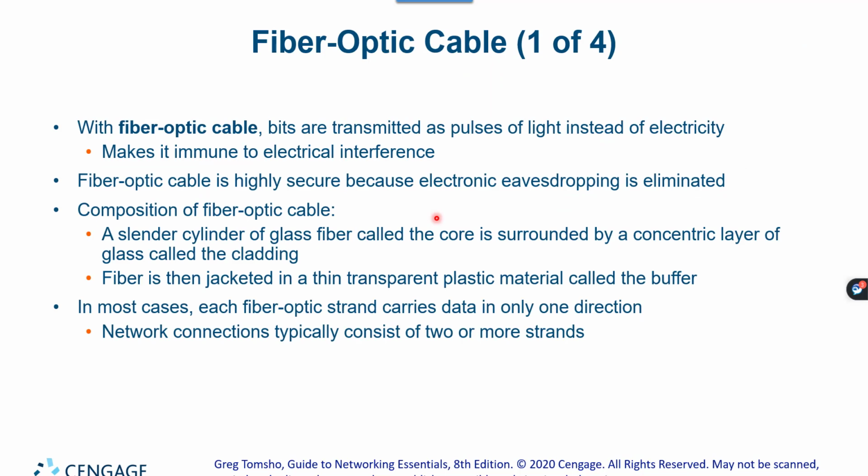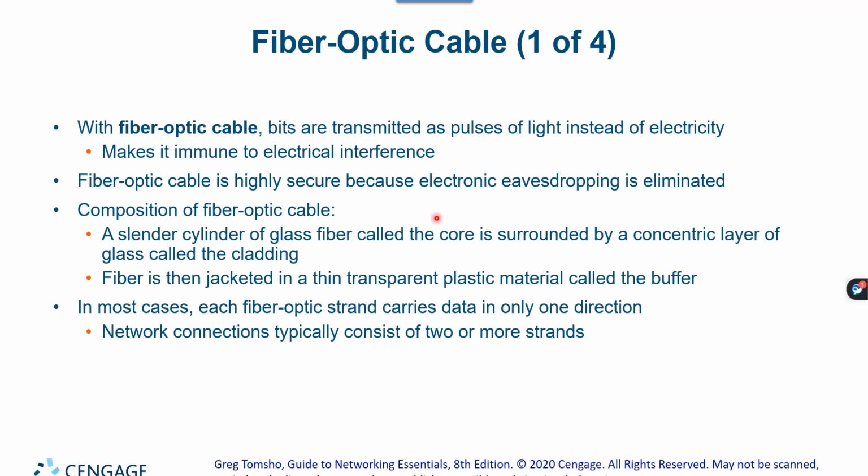We also need to talk about fiber optic cable. You won't see fiber optic cable as much. With fiber optic cable, the bits are transmitted as pulses of light instead of electricity. Remember that it's going to be immune to any kind of interference on the cable. Remember that fiber optic is highly secure because you can't eavesdrop on the wire. You would actually have to tap the wire to eavesdrop on it, and people are going to know if you tap their fiber optic cable.